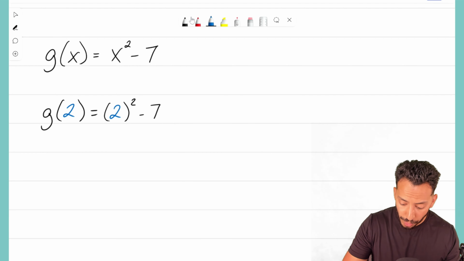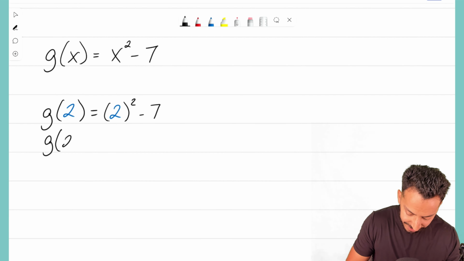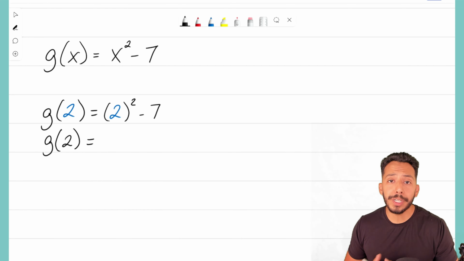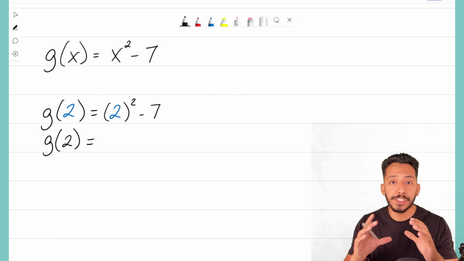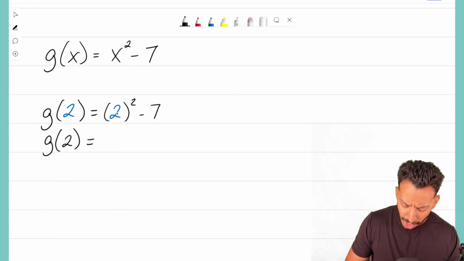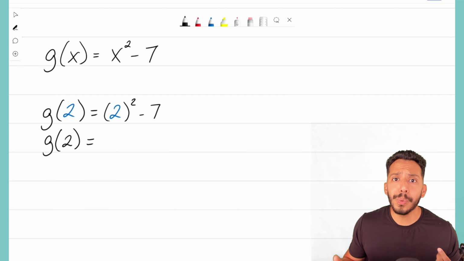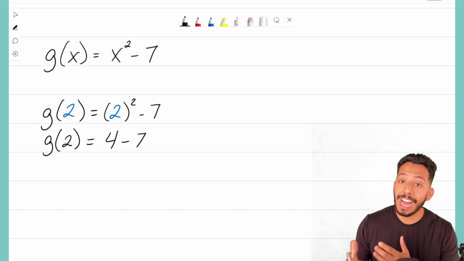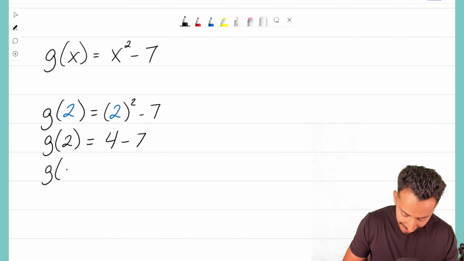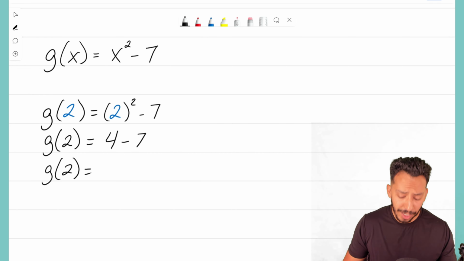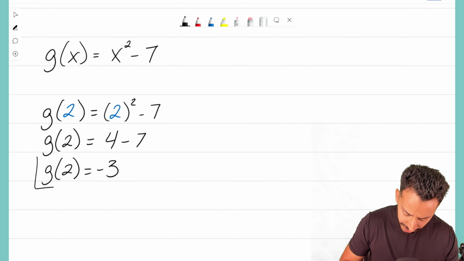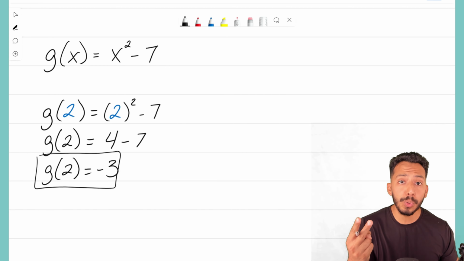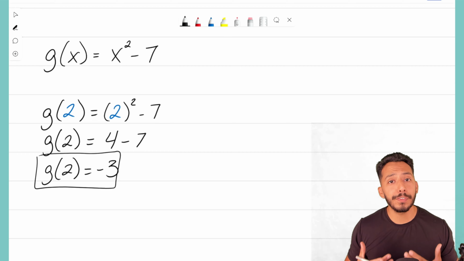We can just solve the right side of this equation. Notice the left side stays exactly the same. It's g of 2. It's saying 2 is your input, going through the function g. Here's what the output is going to be. Well, the output is 2 squared. What is 2 squared, or 2 times 2? That's going to give you 4. Still have the minus 7. Bring that down. Last step now is 4 take away 7. That is negative 3. We have just taken our function g. Our input was 2, and our output was negative 3.